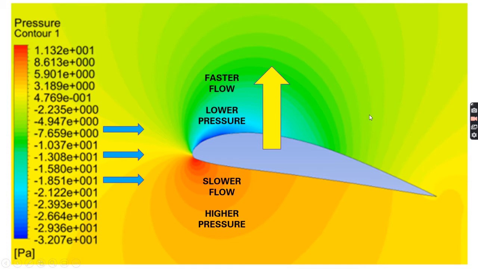The shape of the airfoil and the angle it meets the flow of air creates a lower pressure above, since the air travels faster over the top than it does the bottom. And if we remember from Bernoulli's balloon experiment, an object, which in this case would be the airfoil, will move towards the area of low pressure, shown by the yellow arrow here.